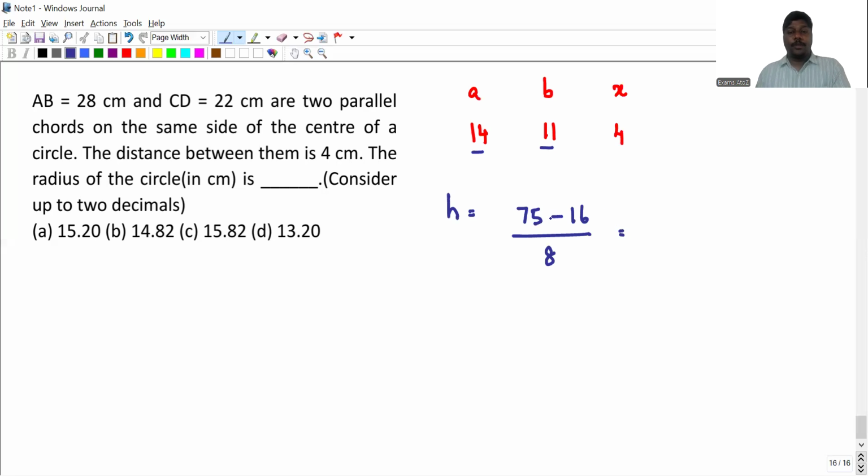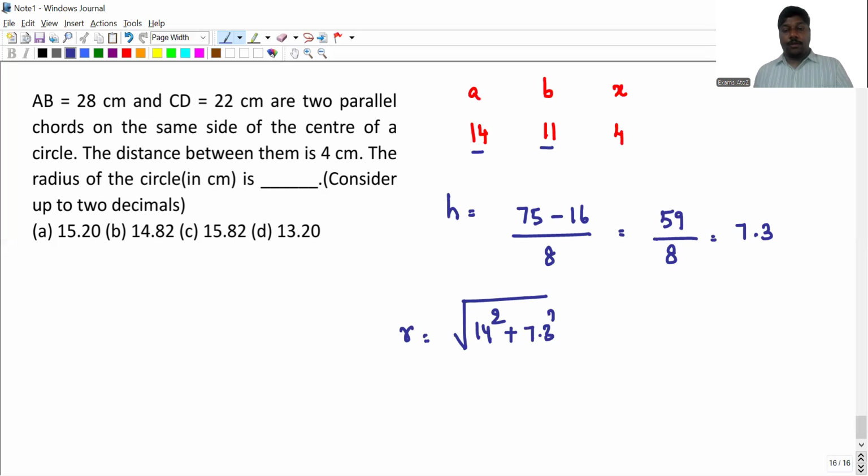What do we get then? Subtracting 15 from 75 gives 60, that is 59. 59 by 8 is approximately 7.3. Right? Do it approximately. I know radius equals under root of h square plus a square, or a square plus h square. 14 square plus 7.3 whole square. Say it approximately. This is 196. 7 square is 49, and it will be more than that, so more than 50. That gives us 246.